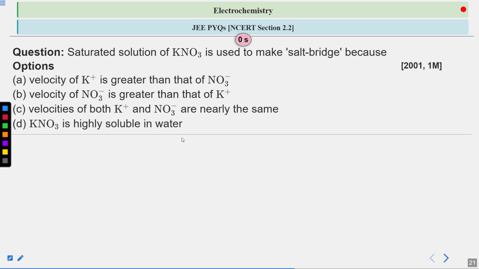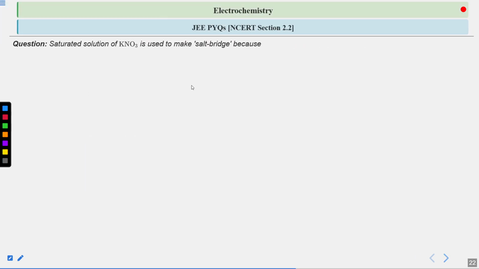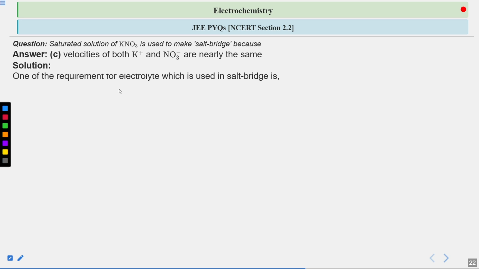Okay, let's see. For this given question, the correct answer is option C, that is, the velocities of both the K positive ion and NO3 negative ion are nearly the same. This is one of the requirements for the electrolyte used in the salt bridge. We use a salt bridge in the cell for maintaining electrical neutrality among the different solutions which are connected via the salt bridge.